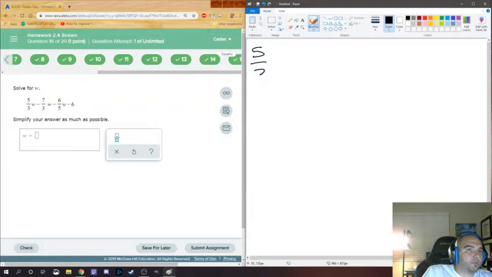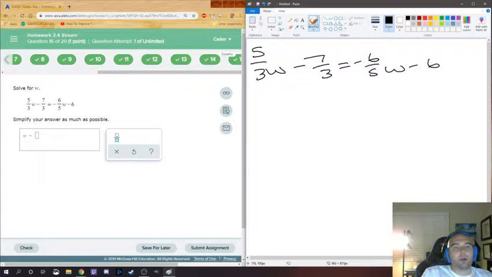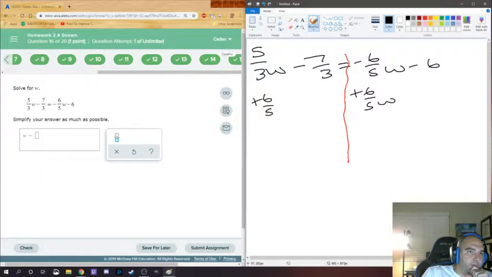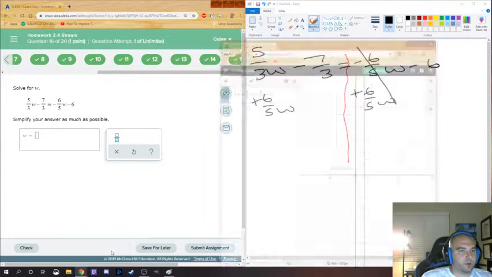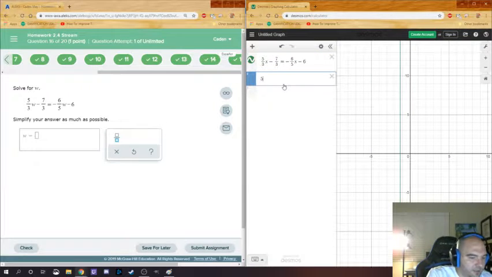So 5/3 W minus 7/3 equals 6/5 W minus 6. Okay, so first we've got to get rid of W off one side. The negative 6/5 W I want to get rid of because it's negative. So I'm going to add 6/5 W and add 6/5 W. So that cancels out on the right. Now, here's the thing. 5/3 plus 6/5, this is why I said keep Desmos open, because we could definitely use Desmos for that.